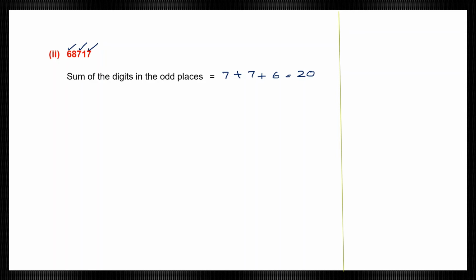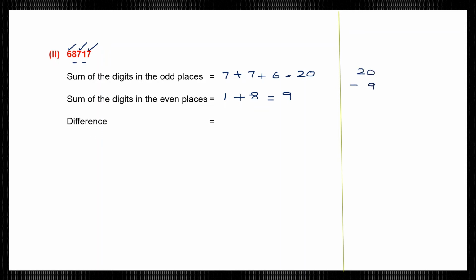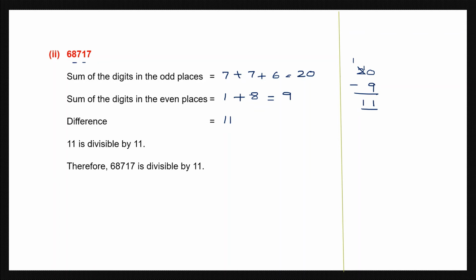Now let's take the digits in the even places. This is the second place, this is the fourth place. So that's 1 plus 8. 1 plus 8 is 9. Now we need to find the difference of these two. That means 20 minus 9. Now here we have 1. 10 minus 9 is 1. 1, 11. So difference is 11. And we know that 11 is divisible by 11, isn't it? So that means this large number, 68,717, is divisible by 11.